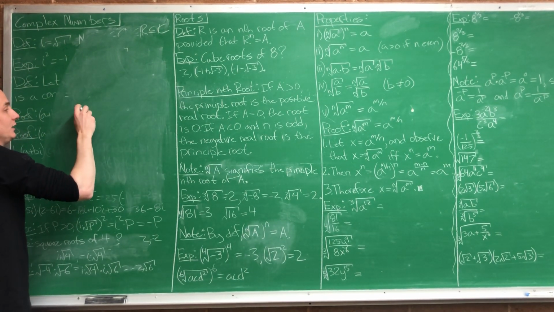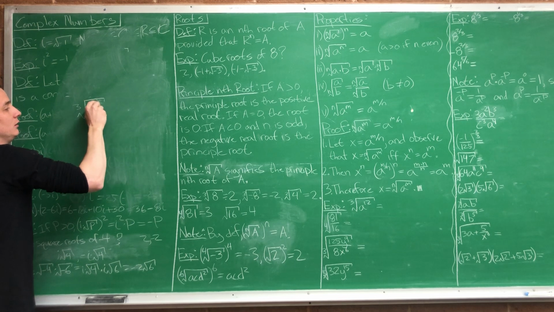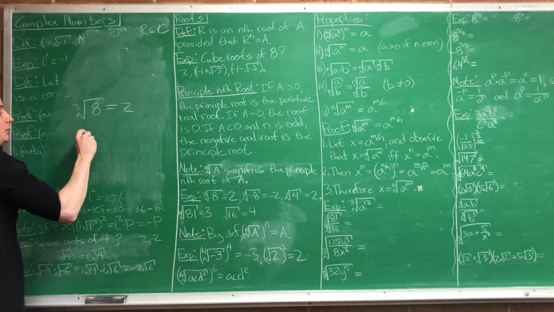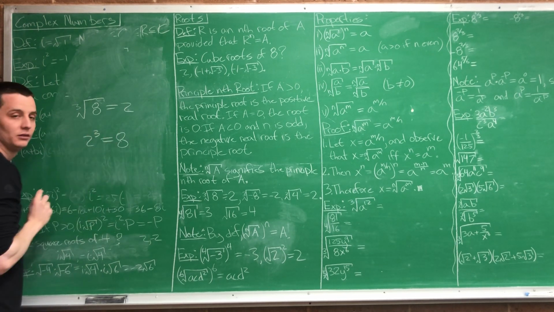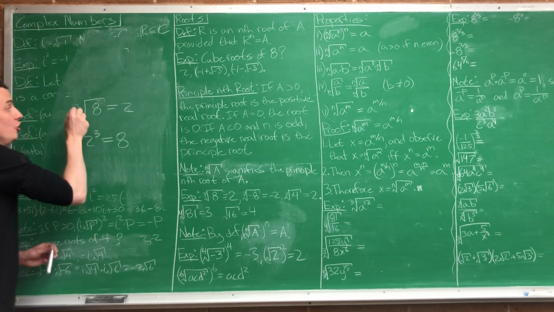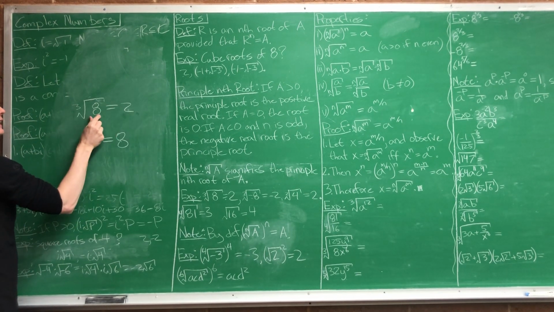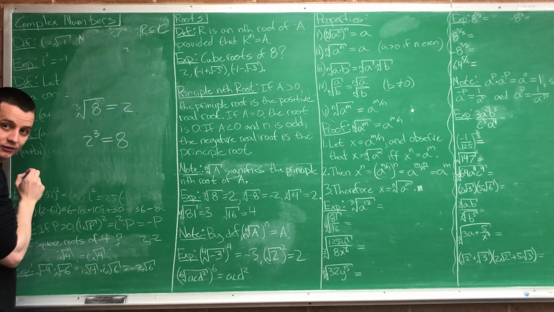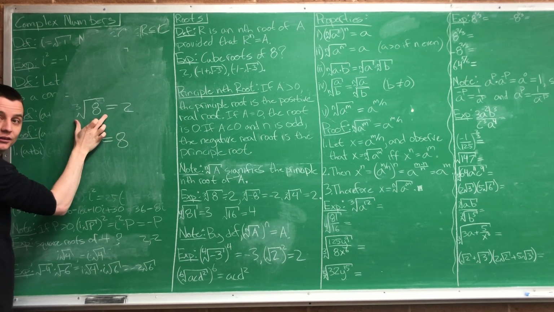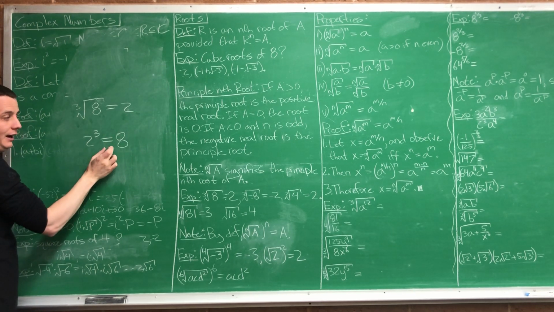When I said something like, what is the cubed root of 8? You know that this is equal to 2. How did you know that? You knew that because 2 cubed was equal to 8. Okay, so by definition, the cubed root of 8 is the number such that when I raise it to the power of 3, I get 8. Say that again. By definition, the cubed root of 8 is the number such that when I raise it to the power of 3, I get 8.